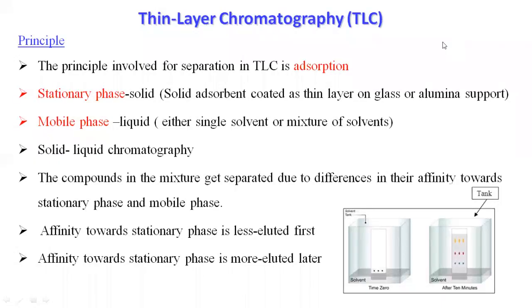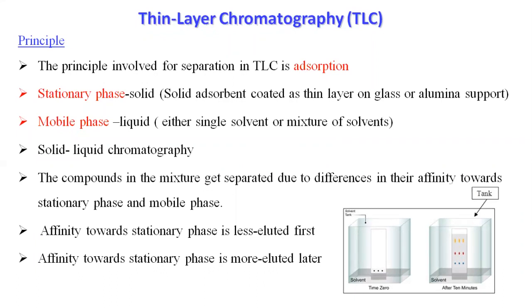The principle involved in thin layer chromatography is adsorption. Here the stationary phase is solid and the mobile phase is liquid. We take a solid adsorbent coated as a thin layer on the glass or aluminium support, and the mobile phase we use is liquid, either a single solvent or a mixture of solvents. Since the stationary phase is solid and the mobile phase is liquid, it is a solid-liquid chromatography.